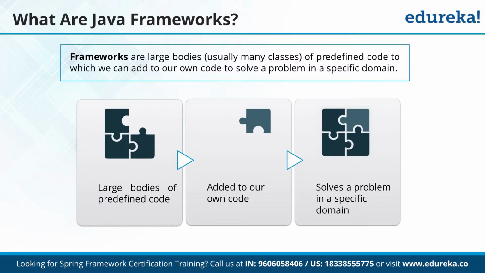On the code part, it's nothing but bytecode, the classes available for us to utilize. What we need to do is add this snippet or predefined API in our program, so that we can solve a problem for a specific domain. That's how you come up with your API usage.